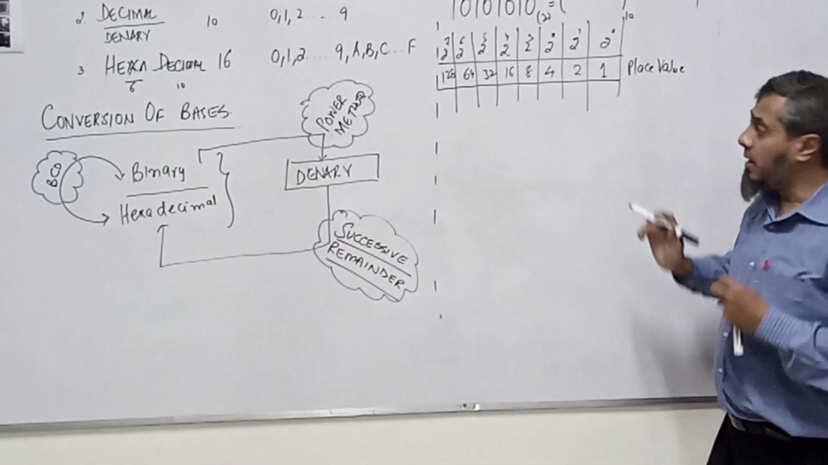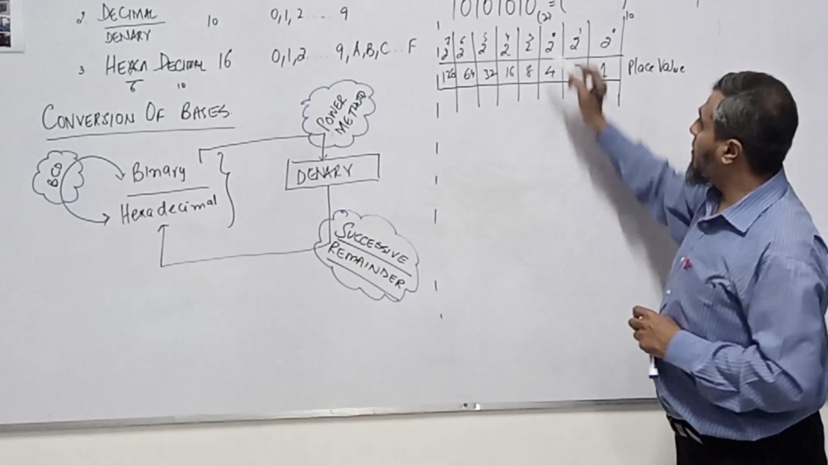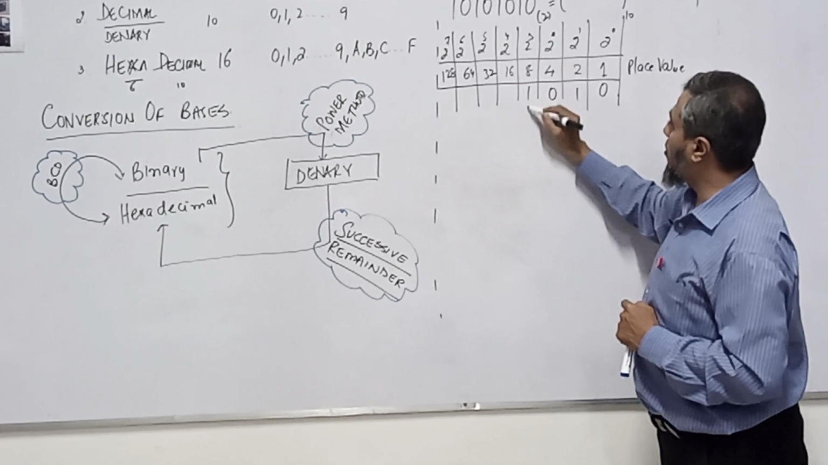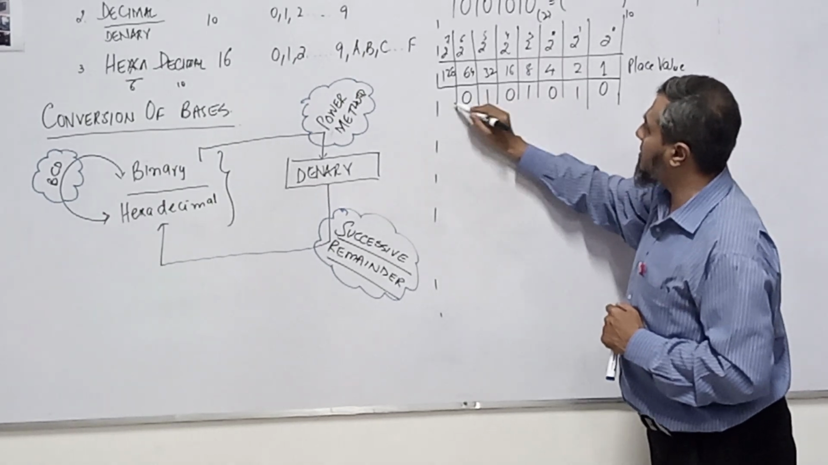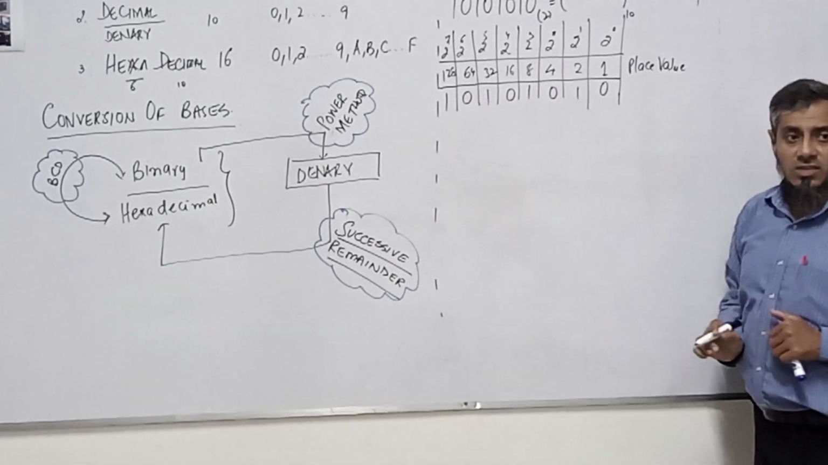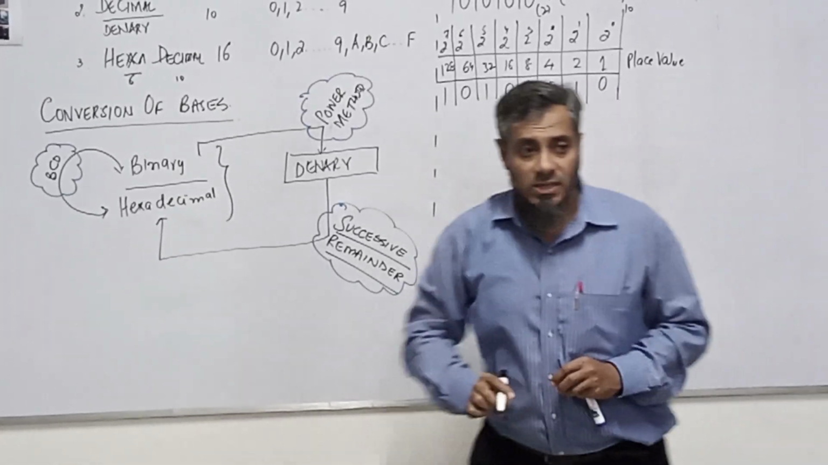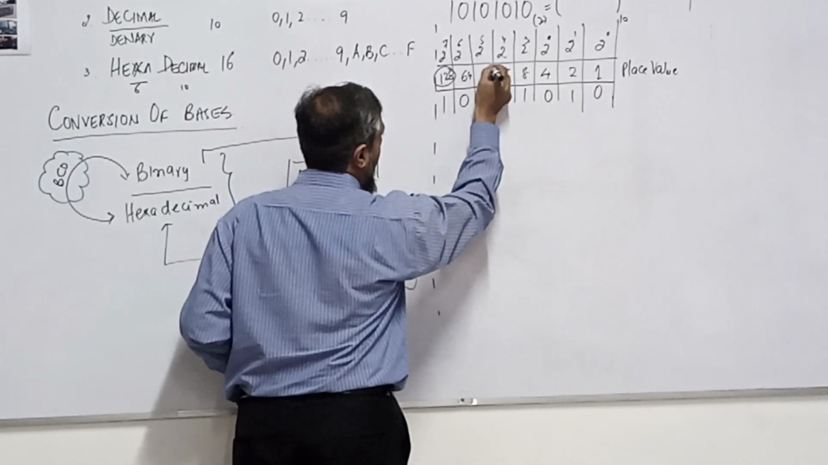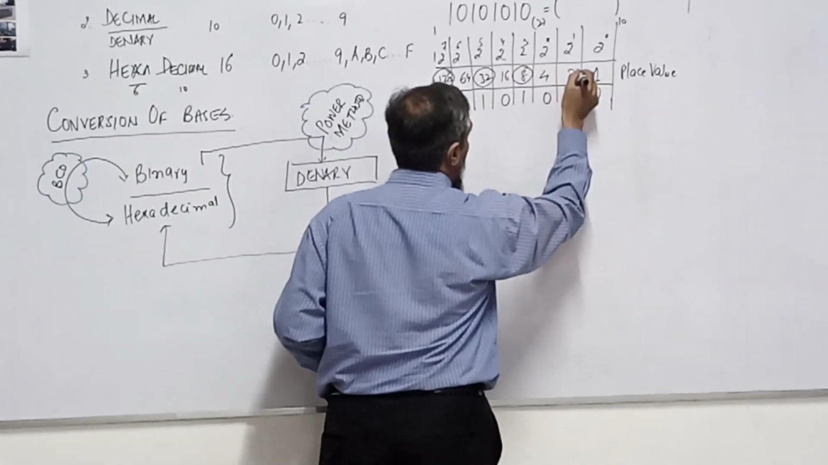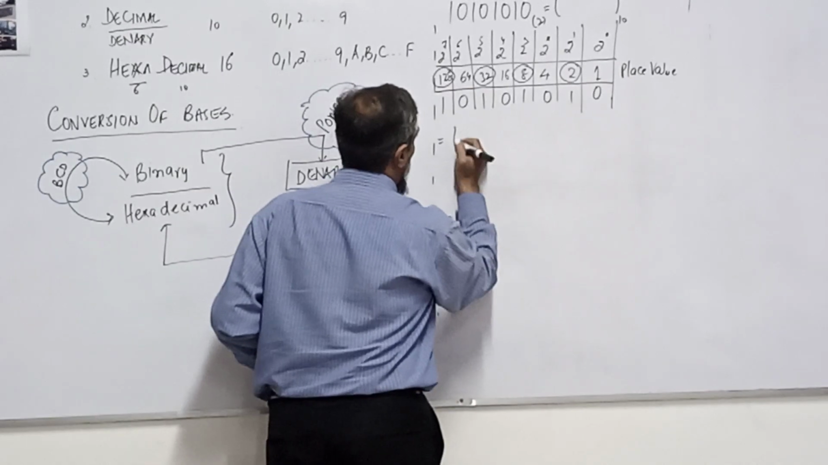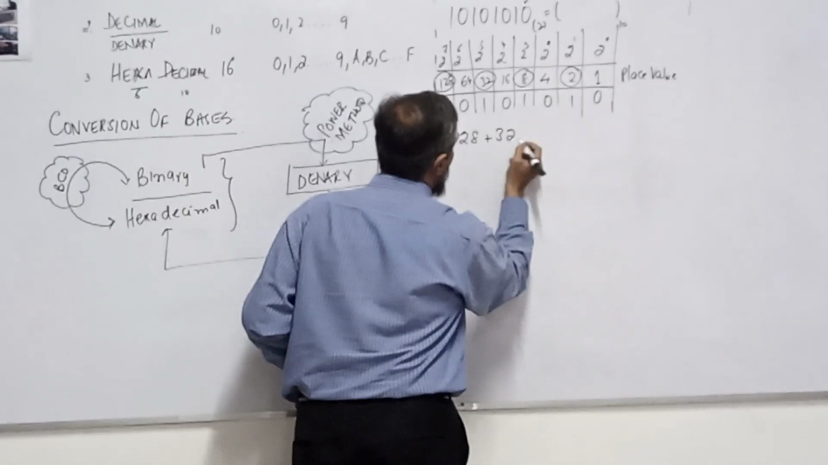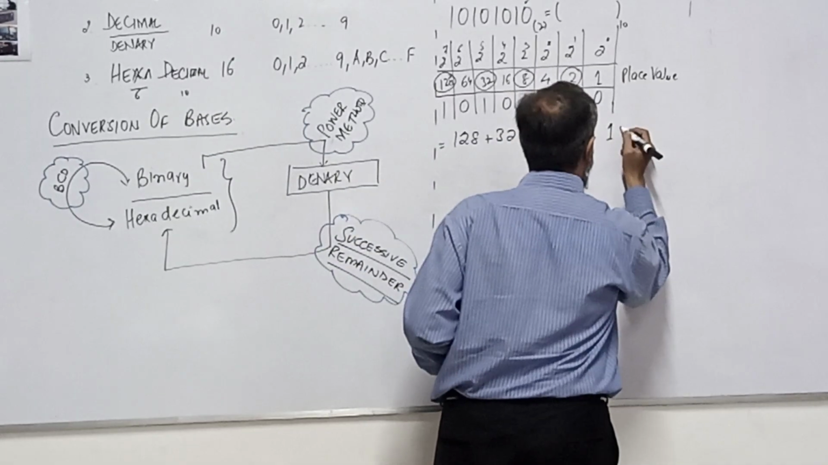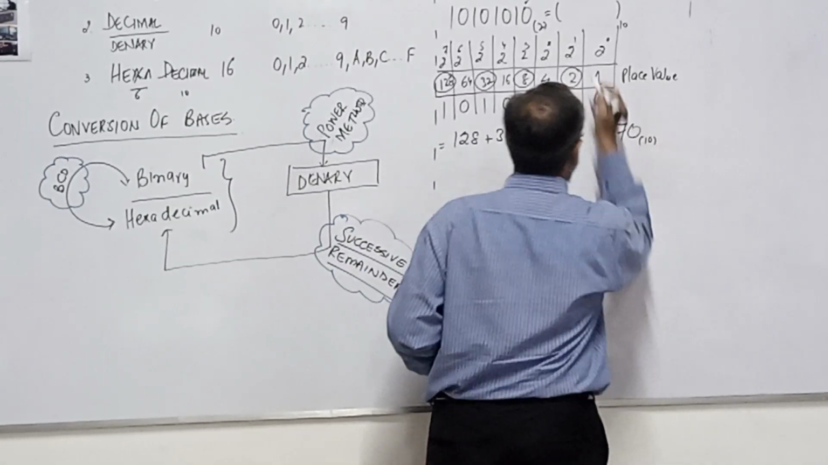So we can convert now. The next thing is, we'll just place the values like 0, 1, 0, 1, 0, 1, 0, 1. We'll just consider the values which are ones. So we'll simply circle the values which are 1 and then add up the result, and we will get 128 plus 32 plus 8 plus 2. The answer will be equal to 170 of base 10.